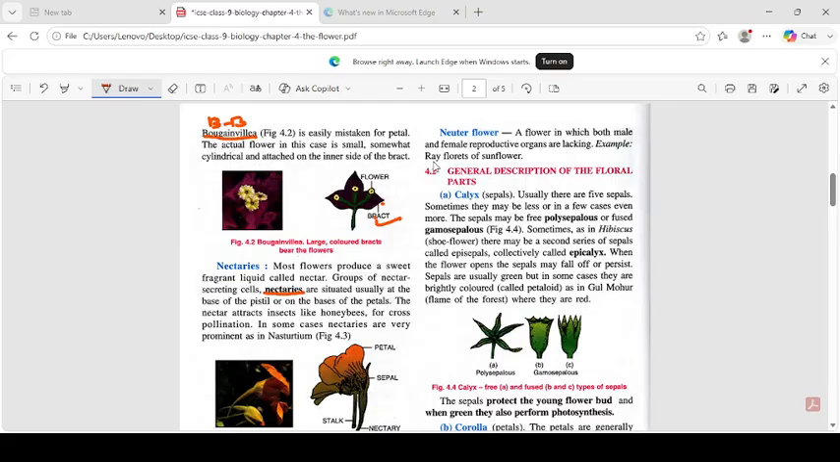As in case of ray floret of sunflower as well as marigold, these flowers are called as neuter flowers. Neuter means neither male nor female. Now in calyx we have used a term. I have discussed a flowchart yesterday where we have discussed various conditions of fusion and whether it is free or fused. So that you can see over there.